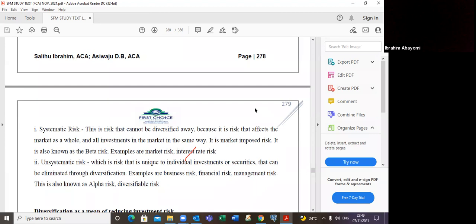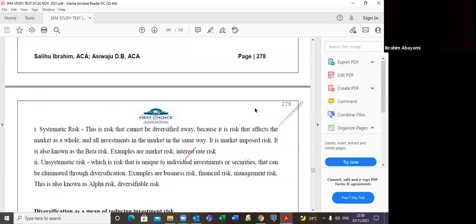It means the two returns of the investments are moving in the opposite direction. They are not moving in the same direction. So if your returns on investment are not moving in the same direction, we say the investments are negatively correlated.